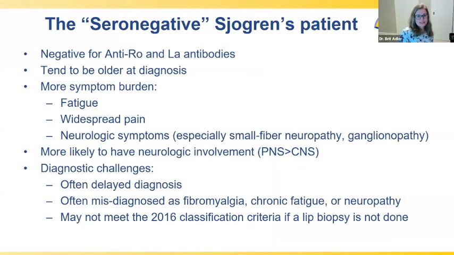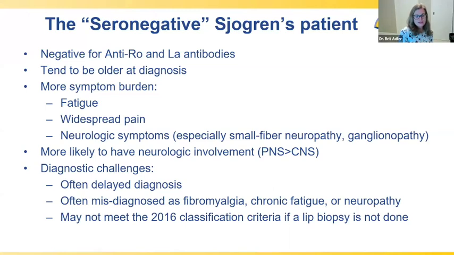And so this brings us to the seronegative Sjögren's patient, which are patients with Sjögren's who are negative for Ro, La antibodies. These patients are the most challenging patients to diagnose. They tend to be older patients, and they tend to actually be more symptomatic. So they have more fatigue, more widespread pain, and they're more likely to have neurologic symptoms, especially small fiber neuropathy and ganglionopathy.